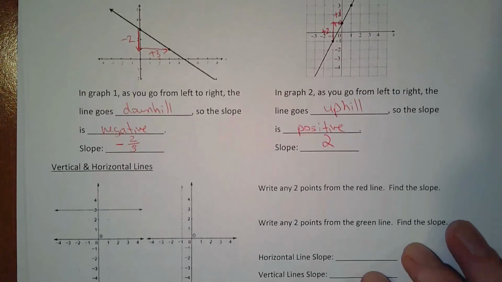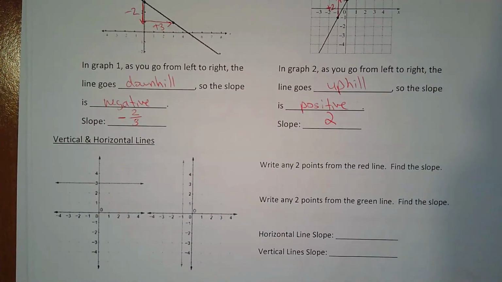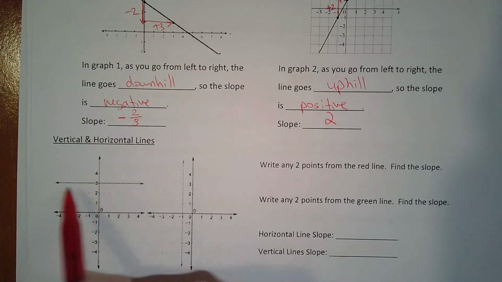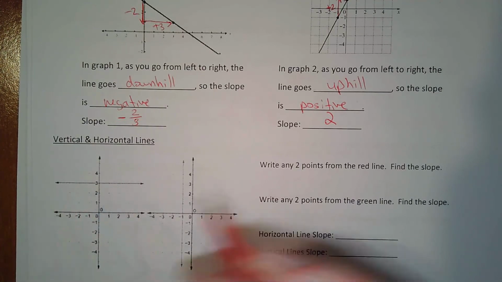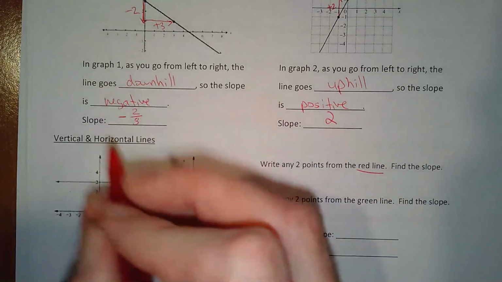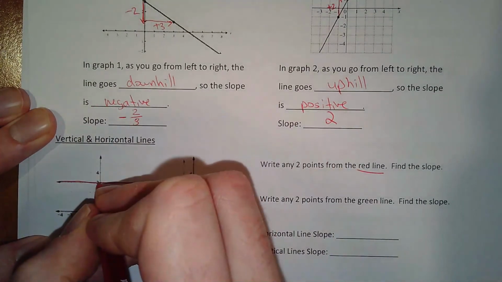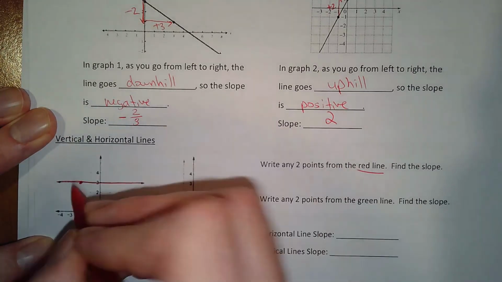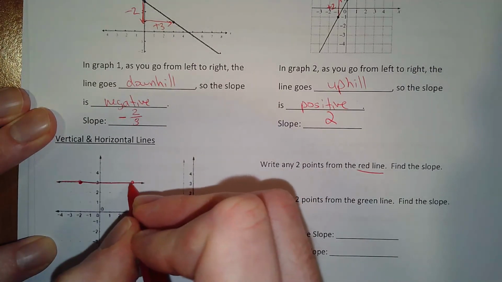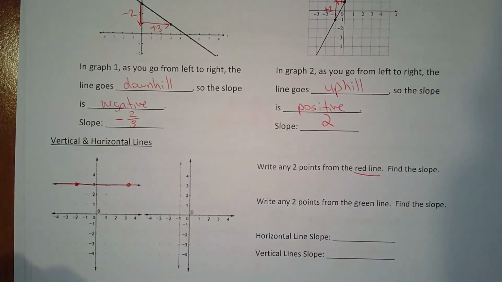The trick questions now. Okay, what if it was a flat line, flat vertical or flat horizontal? Write any 2 points from the red line. That's supposed to be this line. It's supposed to be red. You can't see it because we printed in black and white. So red is this line over here. So pick any 2 points. I'll just pick one here and one here. So just 2 random points.